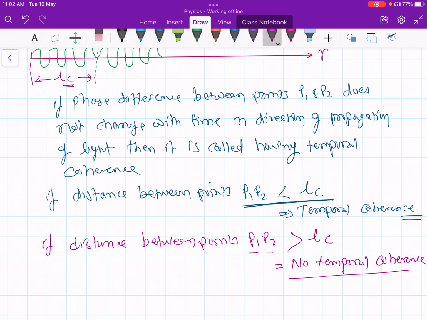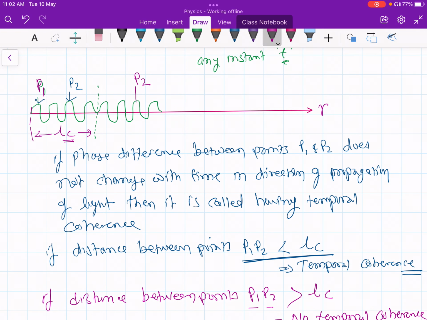Or if you want to talk in terms of electric field, the phase is nothing but the electric field. So the electric fields at points P1 and P2 can be correlated if there is a single wave train extended over a length greater than the distance between P1 and P2. Then only the electric field at point P1 and P2 can be correlated. But if the distance between the points P1 and P2 is greater than the coherence length, then the electric field at point P1 and the electric field at point P2 cannot be correlated.